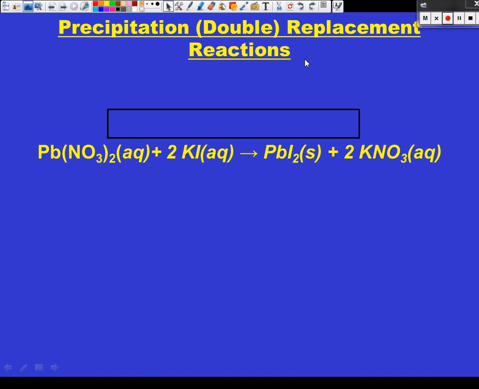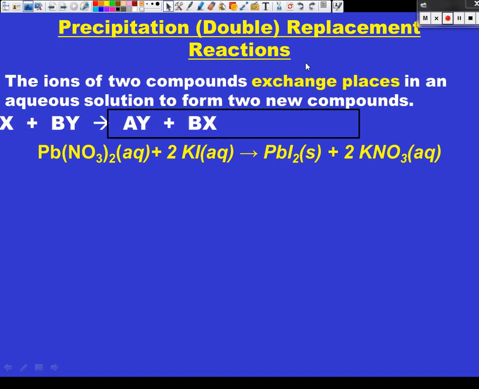So double replacement reaction. The ions of the two compounds exchange places in an aqueous solution to form two new compounds. Okay. So I've got lead nitrate and potassium iodide, and then what happens to those two things?